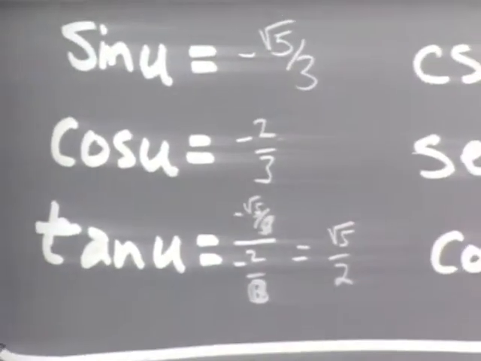One thing that's nice to know is when you're dividing two fractions, if they have the same denominator, like the fraction on top and the fraction on bottom, you really could just cross them out. And we end up with the negative square root of 5 over -2, or just positive square root of 5 over 2.